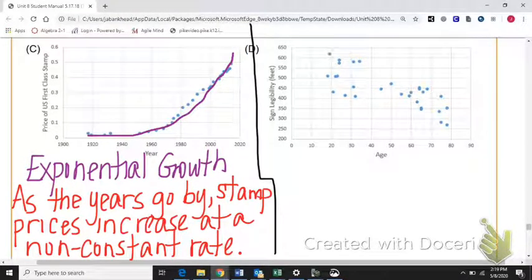Finally, let's take a look at graph D. On our x-axis, we have age, and on our y-axis, we have sign legibility in feet. Which type of function do you think best models this data? Here, I would say of our choices, we're looking at a linear model. As one gets older and older, it appears that the farther away a sign is, the less legible it is for us to see.